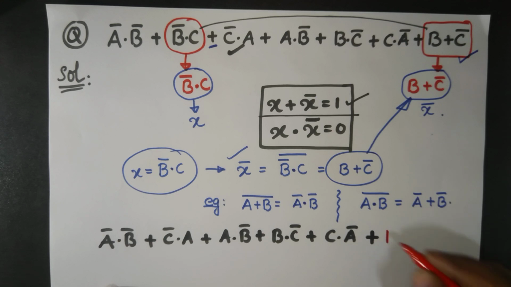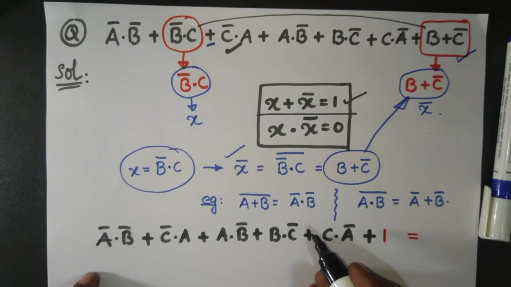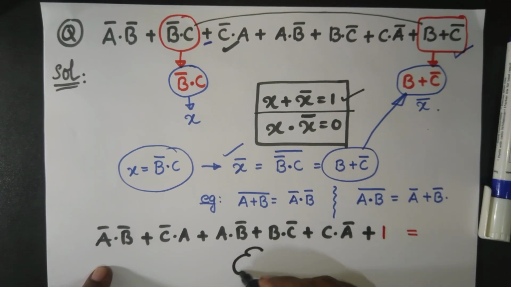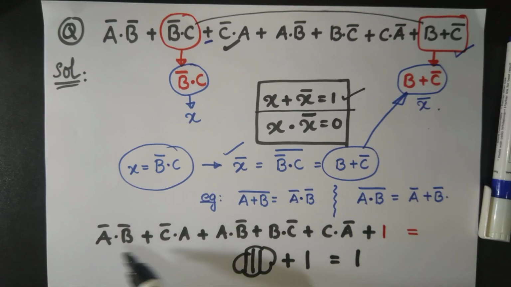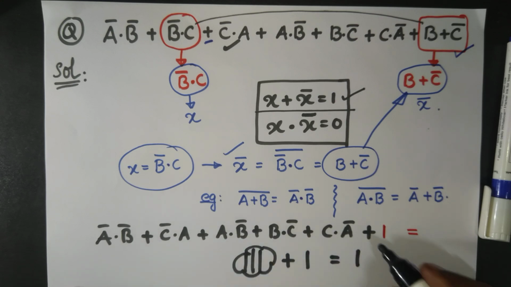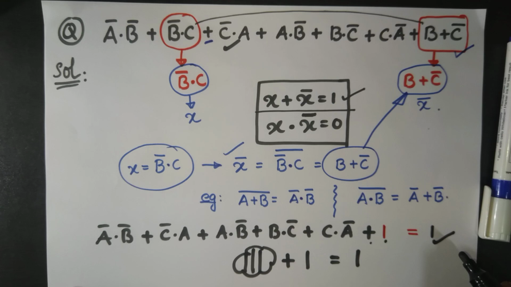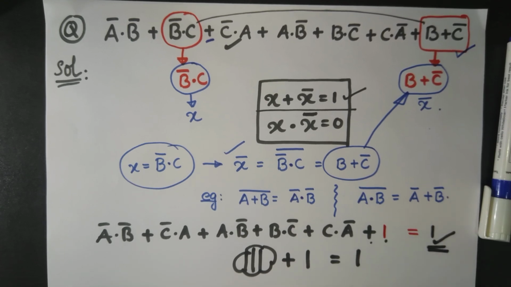From Boolean laws we have this. So now what is the answer for this? The answer is anything plus 1. Anything or 1 is 1 itself. So whatever you have on the left-hand side doesn't matter; this stuff or 1 is again 1. So the answer for this question is 1.